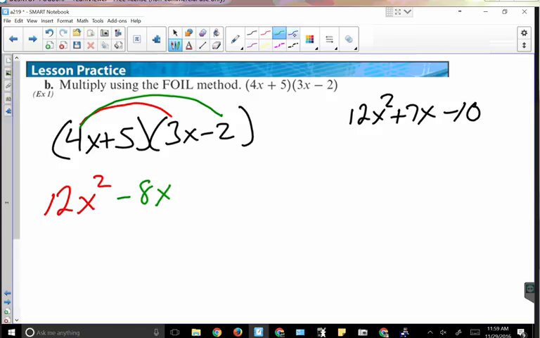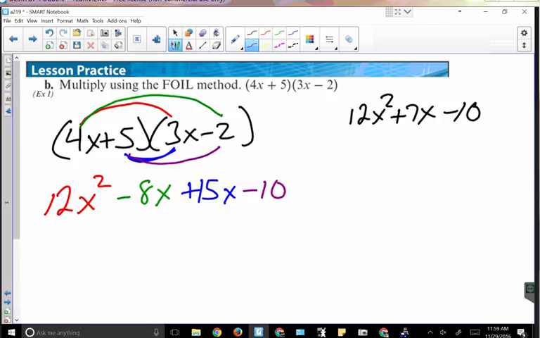Now, next one is to do the inside terms. So the inside terms are the ones right here on the inside. So positive 5 times 3 gives me 15. And again, I have an x, so it's got to be 15x, correct? Now, last ones, the 5 and the negative 2. Well, 5 times negative 2 gives me negative 10.